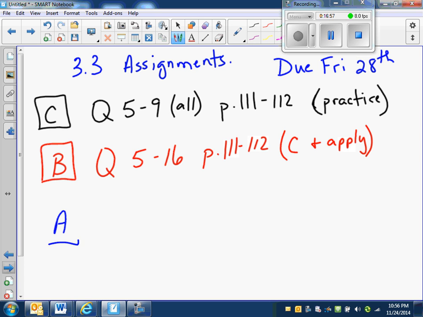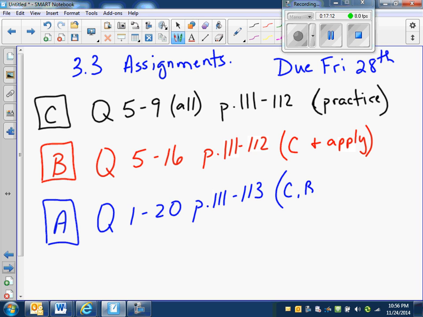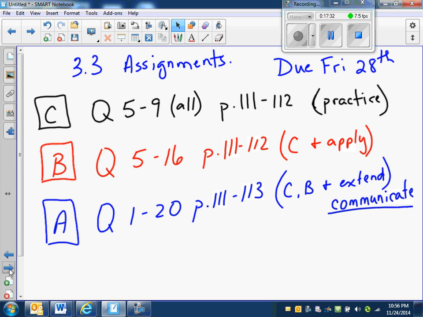And to get an A, you should be able to do all the questions, question 1 to 20 on page 111 to 113. And this is the C, the B, and the extend questions, the ones that make you really push your understanding, and also communicate. Put your understanding into words. And if you can do that, it should make you a stronger student as you prepare for grade 10 next year.